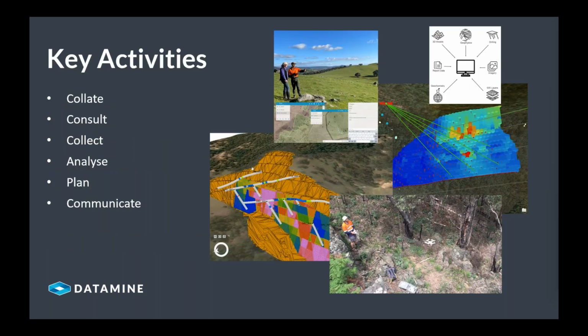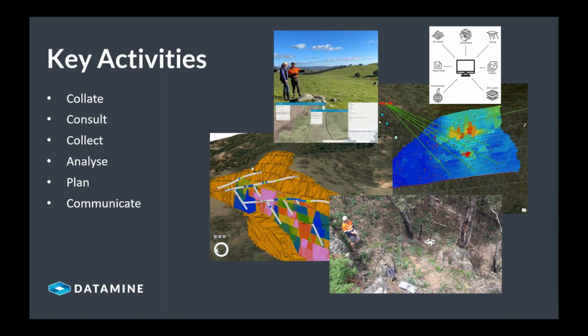So the key activities that we really focus on, because we are focused on that part of the explore phase, and everything we put in this product is really focused on 6 key activities. It's the ability to collate data, the ability to consult. So it's really important as an explorer to get your ESG right. So before you hit the ground, you want to be out consulting people. And that's one of the things we'll take you through with mobile, and it's a really good tool to help you with your consultation.